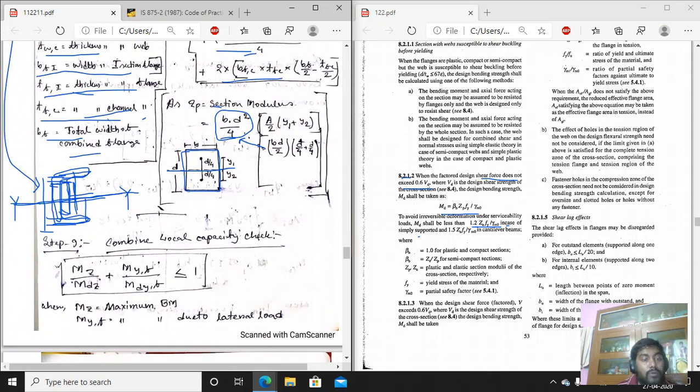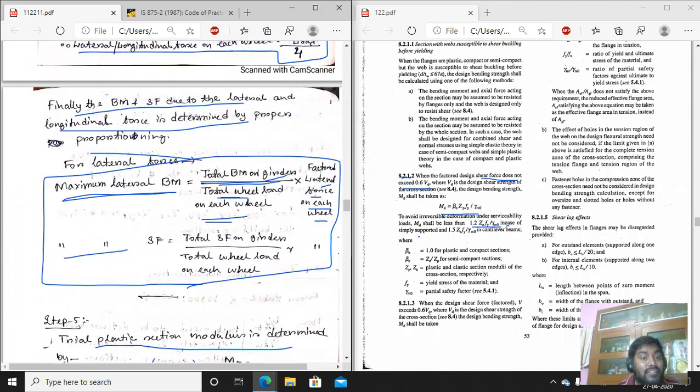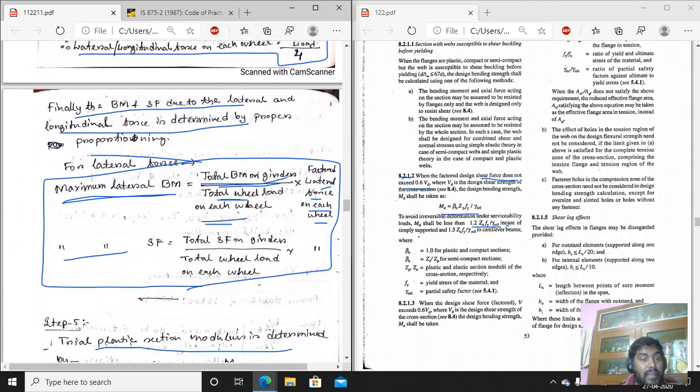Now coming to step number 9, the combined local capacity check. The combined local capacity is checked by the formula Mz by MdZ plus MyF by MdYF. What is the value of Mz? That is the maximum bending moment we have calculated in the earlier steps here. That is the maximum bending moment.